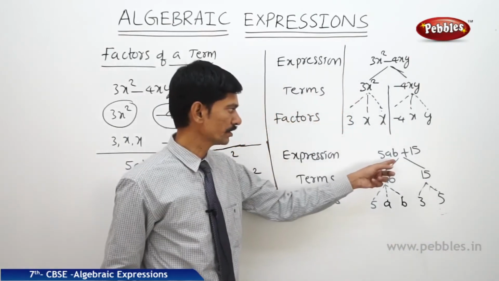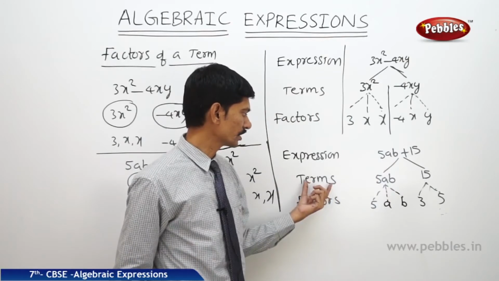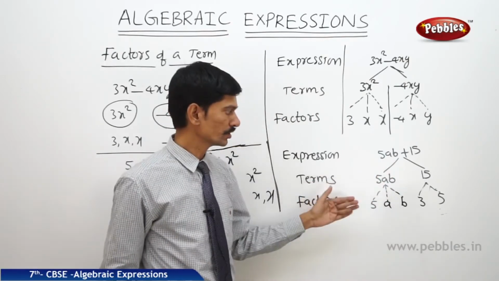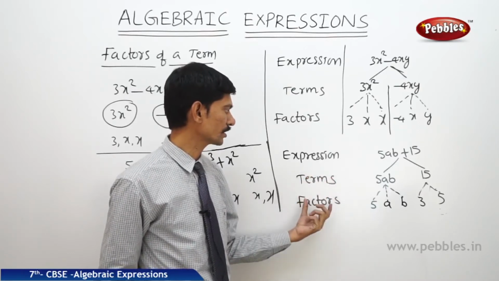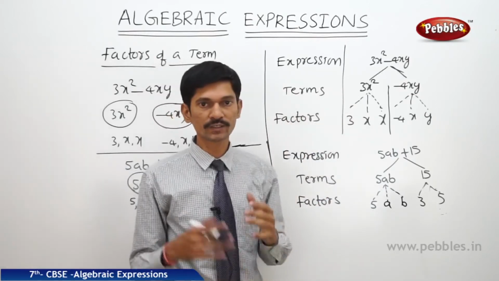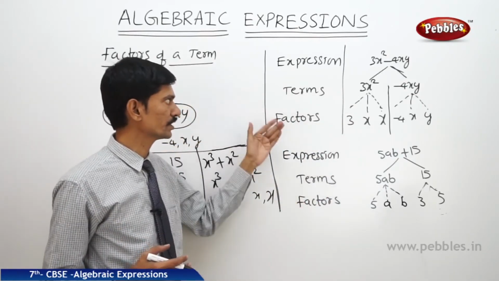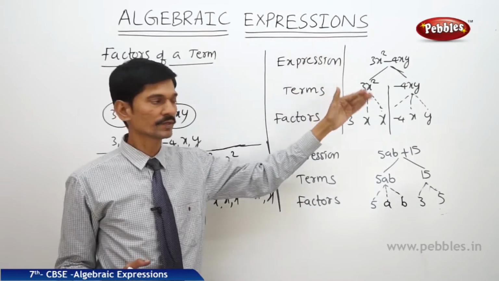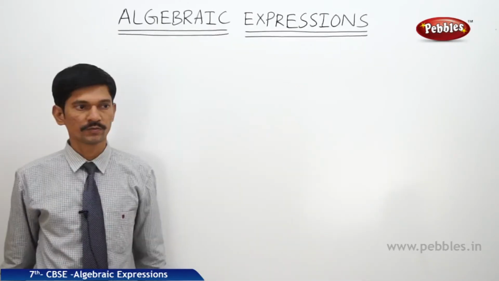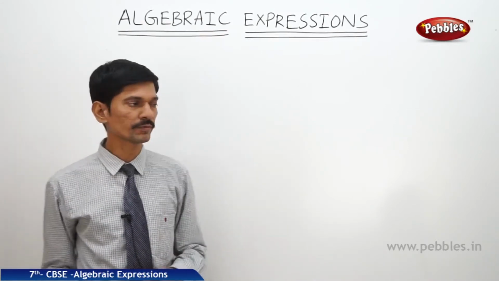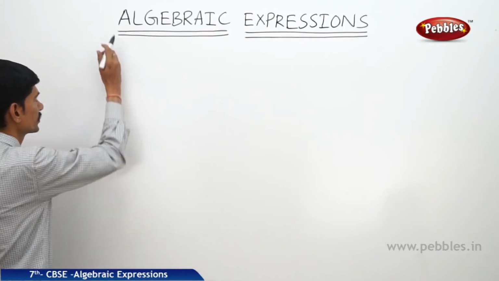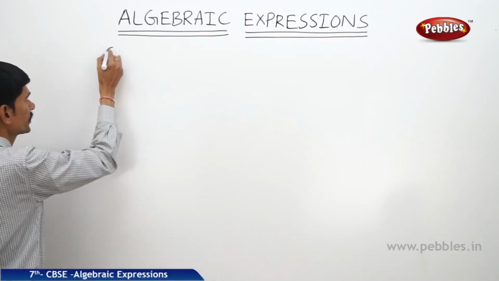Here we have used continuous lines for representing the terms and dotted lines for representing the factors to show the difference between the terms and factors of an algebraic expression. So in this way we can represent any algebraic expression by the tree diagram by naming the terms and factors of the expression. We have seen how to write a term as a product of the factors. Now let us see the coefficients of the terms of any algebraic expression.